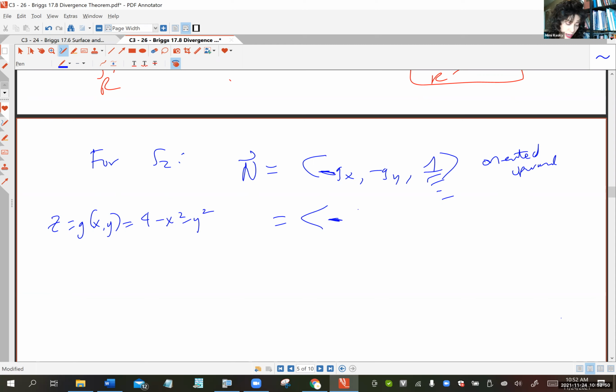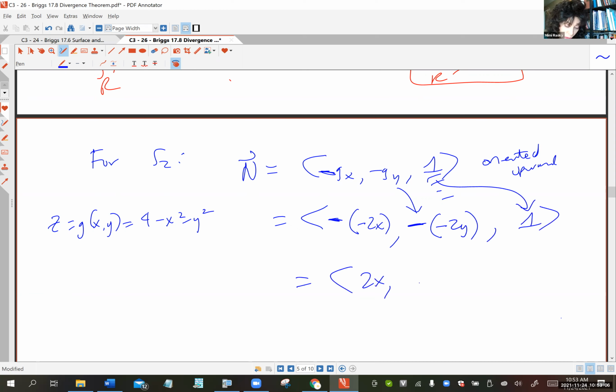And this is where students screw up. They forget the opposite and then they lose a whole half a letter grade on the final. And that's a real bummer. And then here we're going to take negative gy, so negative 2y. And then we have a positive 1. So this normal vector oriented upward is going to be 2x, 2y, 1.